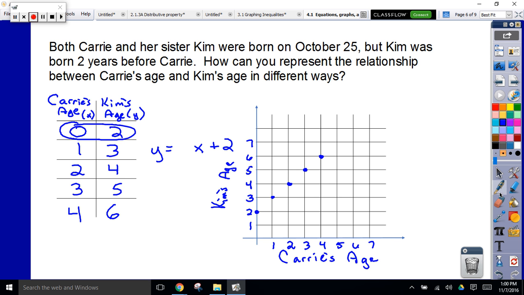Now on the last graph, I did not connect the dots because I was talking about buying drinks. Could I connect the dots when I'm talking about age? Yes, age is continuous. You can be like 2 years and 1 day. So we will go ahead and connect the dots.